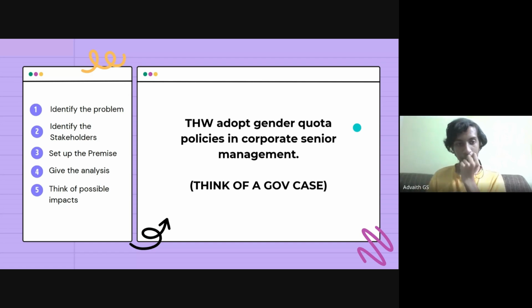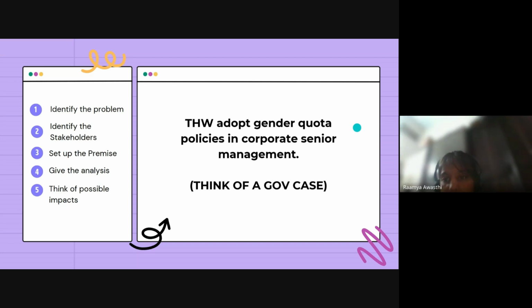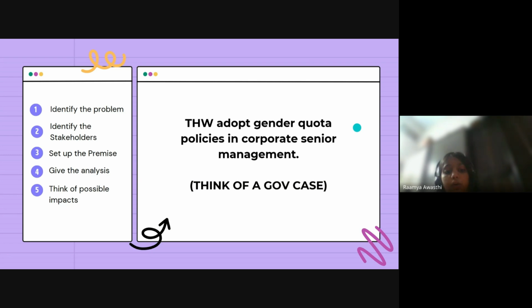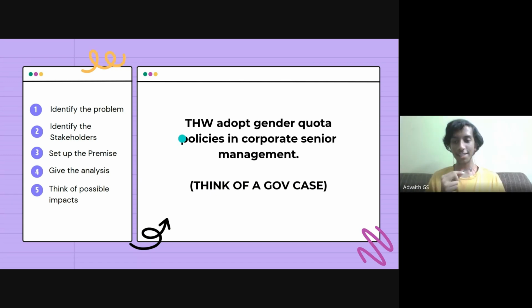Excuse me, sir. Yes, sir. Can you please explain the whole example? Should I explain the entire motion: adopt gender quota policies in corporate senior management? Okay, adopting gender quota policies again.